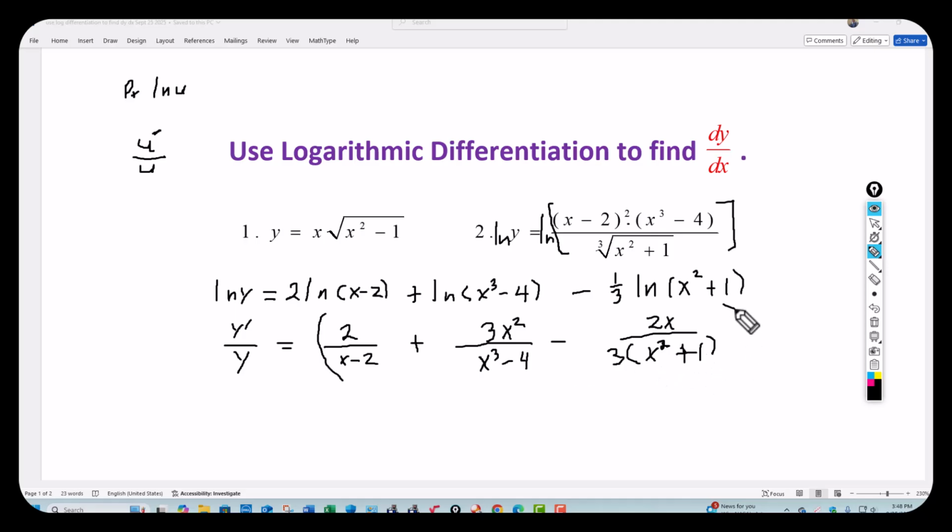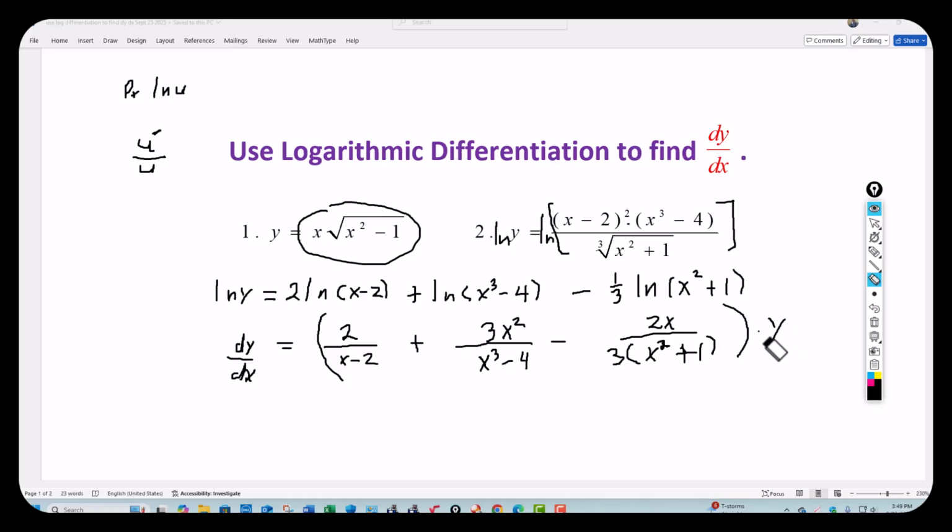And I put this in parentheses like this. Remember, we're solving for y prime or dy dx. So all we do here is we multiply both sides by y, and this y and this y will cancel out, leaving you with y prime. So this is now y prime, or if you chose to write the whole thing down and not abbreviate, this will be dy over dx. So this is your answer then. 2 over x minus 2 plus 3x squared over x cubed minus 4 minus 2x over 3x squared plus 3, times y. But what is y?